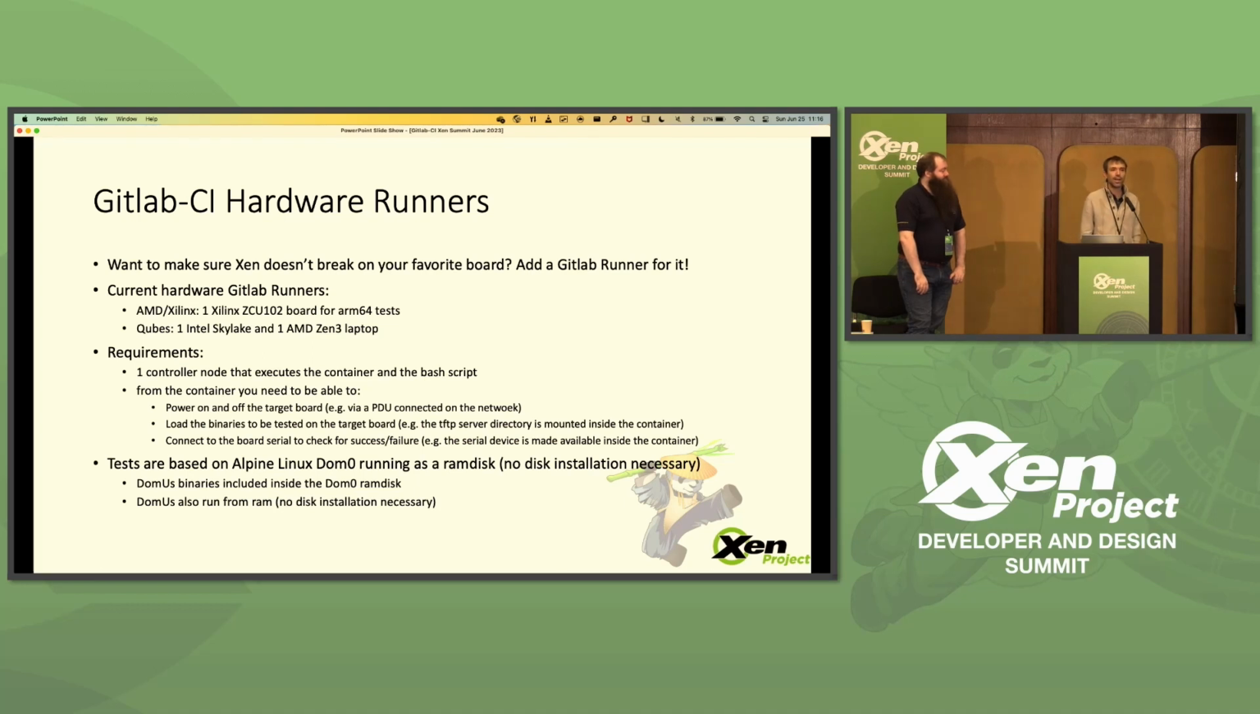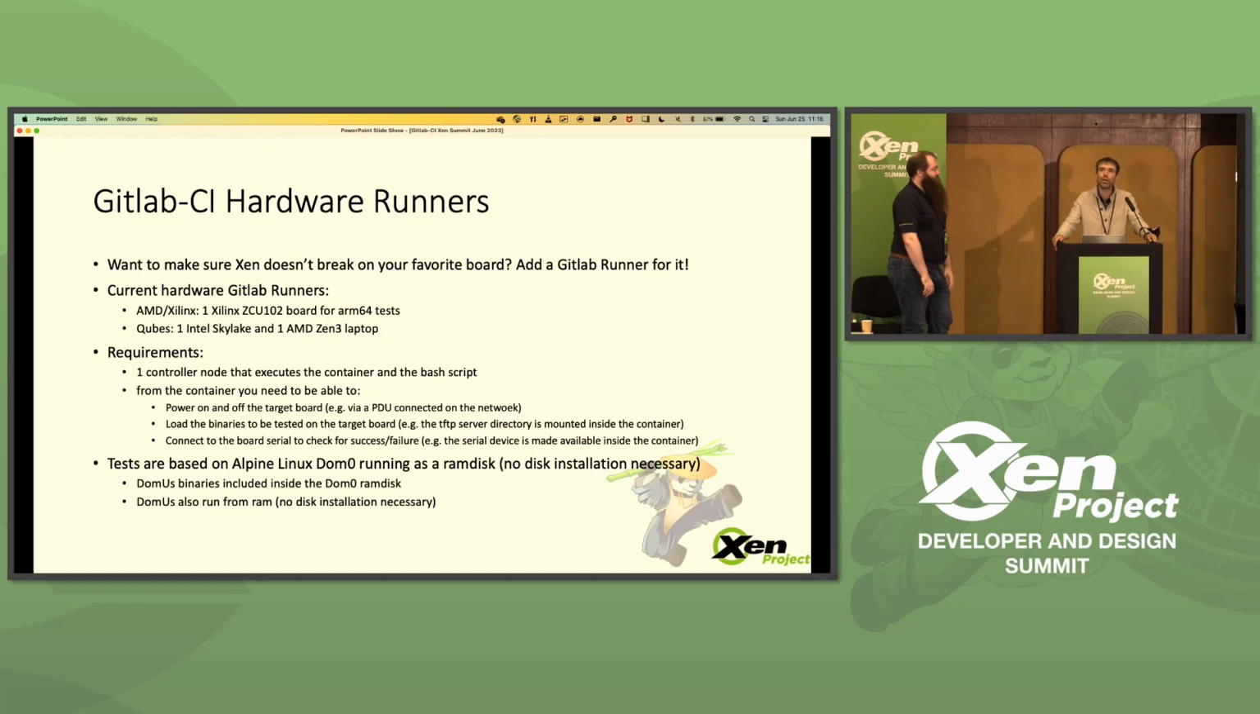One thing I also want to highlight about this hardware runner test, and this is true for both the hardware runners as well as the QEMU tests, is that we don't do any installations. All of these tests are based on DOM0 running from RAM. We have an Alpine Linux-based rootfs, which just runs as a RAM disk. You just have this binary ready, and you simply boot it. There is no installation step and test step. You just run DOM0 from RAM, and you do all of the operations that you need there.